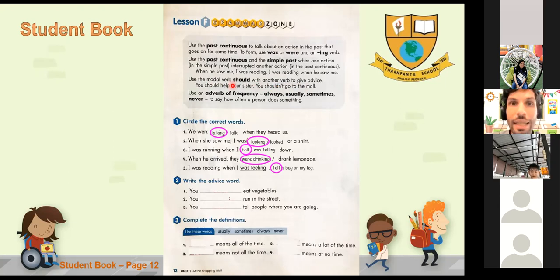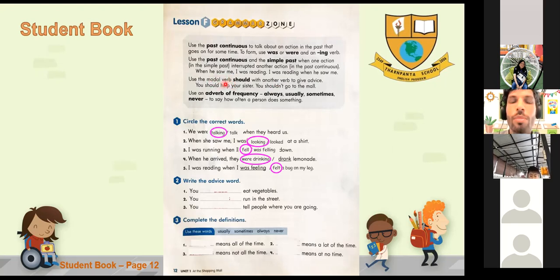You should eat healthy food if you want to stay healthy. You shouldn't walk in the street alone. You shouldn't talk to strangers. You shouldn't eat a lot of sugar in your meals. You should pay attention in class. So as you can see, all these are different examples of advice.